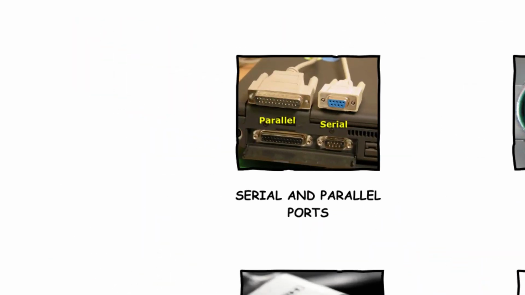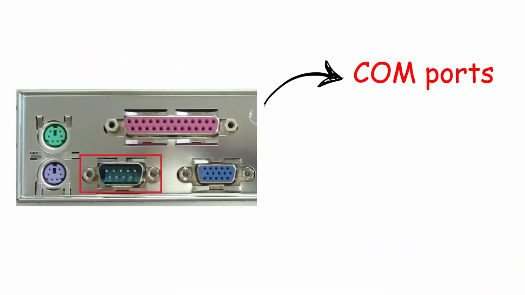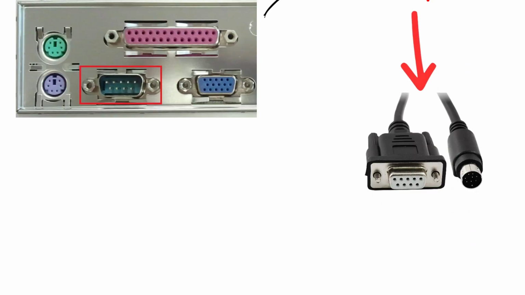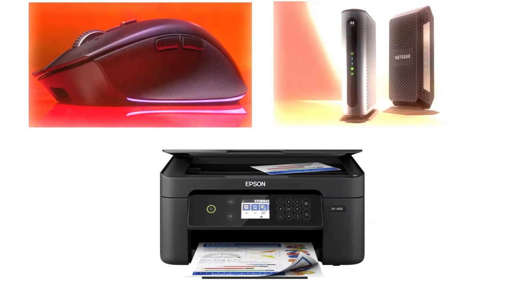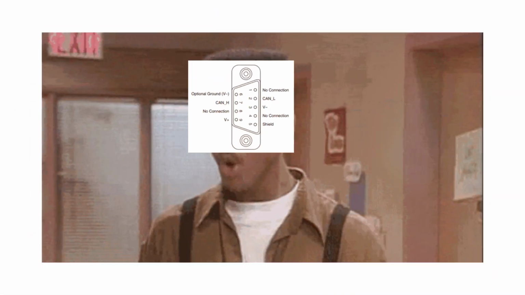Serial and parallel ports. Serial ports, also called COM ports or RS-232, were standard from the 1960s through the early 2000s. They transmitted data 1 bit at a time and were commonly used for mice, modems, and printers. The DB9 connector with 9 pins was the most common variant.